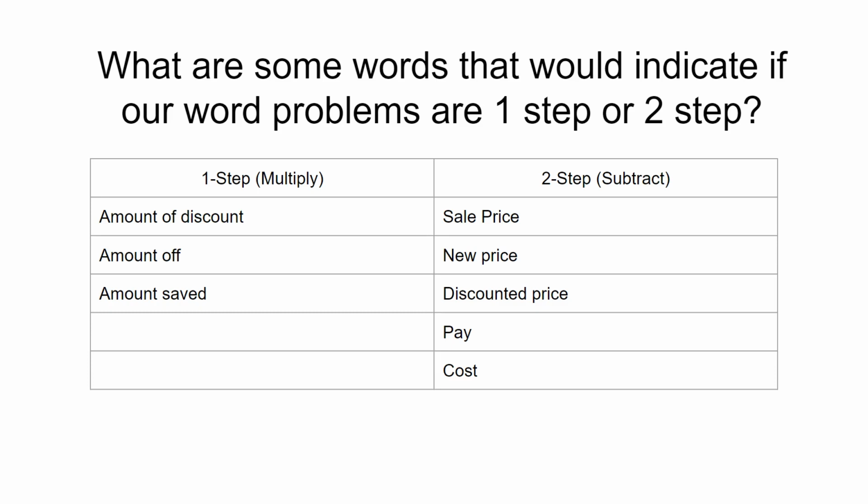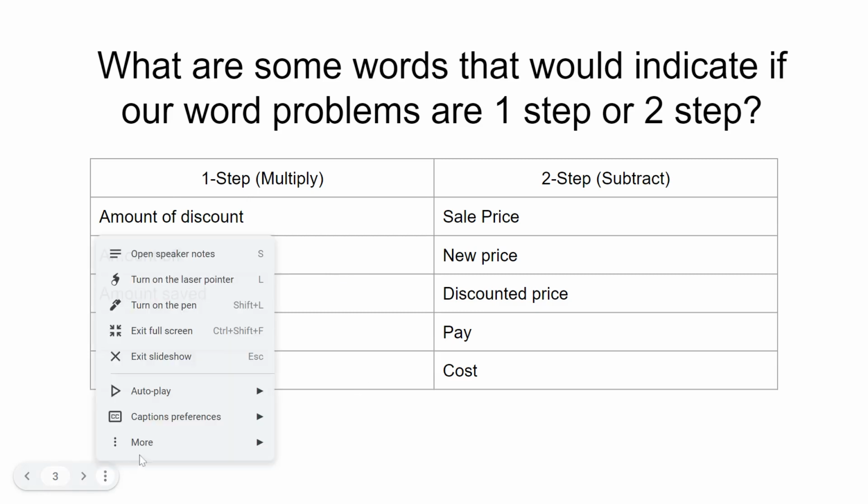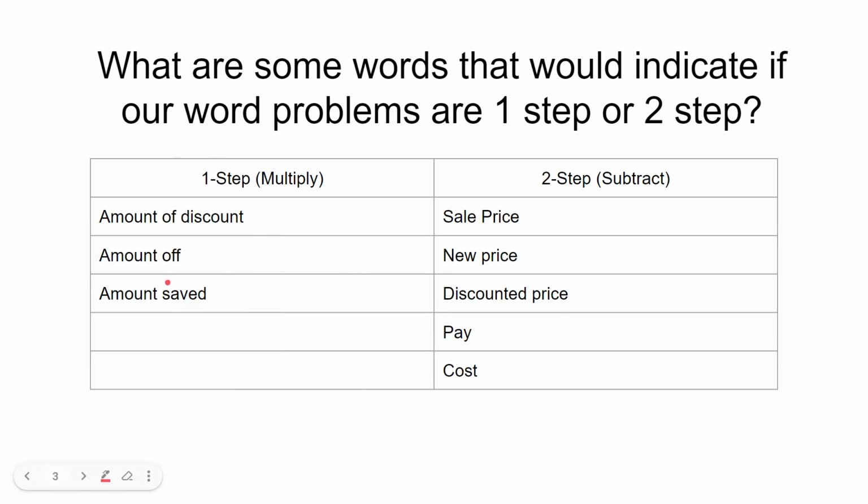Here are some of the words that we might come across. If it's only asking for the discount, or how much they're going to save, or how much money they'll have off, that's a green flag, an indication that you're only having to find out what the percentage is. When we see words like sale price, new price, discounted price, how much they're going to pay, what was the cost, or how much it says on the register after they leave, those are indications that we also have to subtract after we multiply.